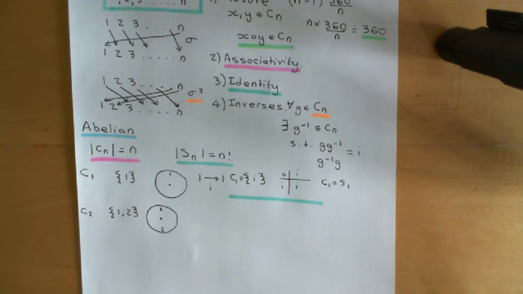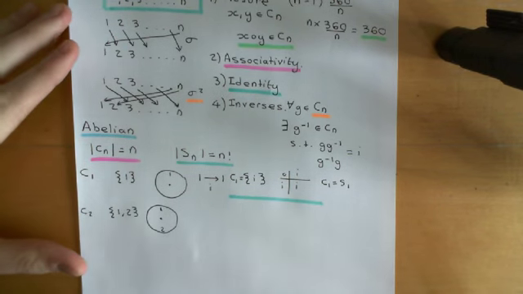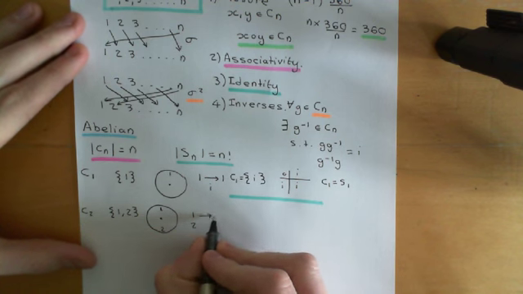Now we can create some more interesting permutations. Firstly, we can rotate by 0 degrees or 360 degrees, whichever one you want to view it as, and that will just send 1 to 1 and 2 to 2.